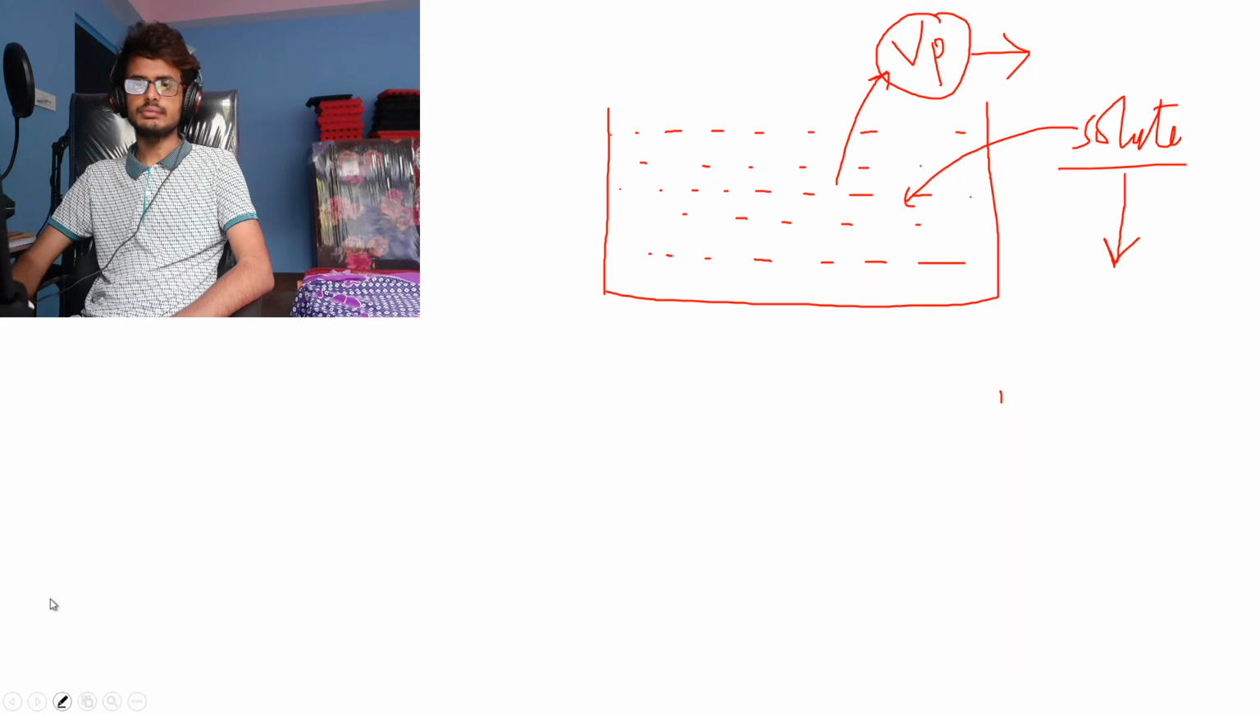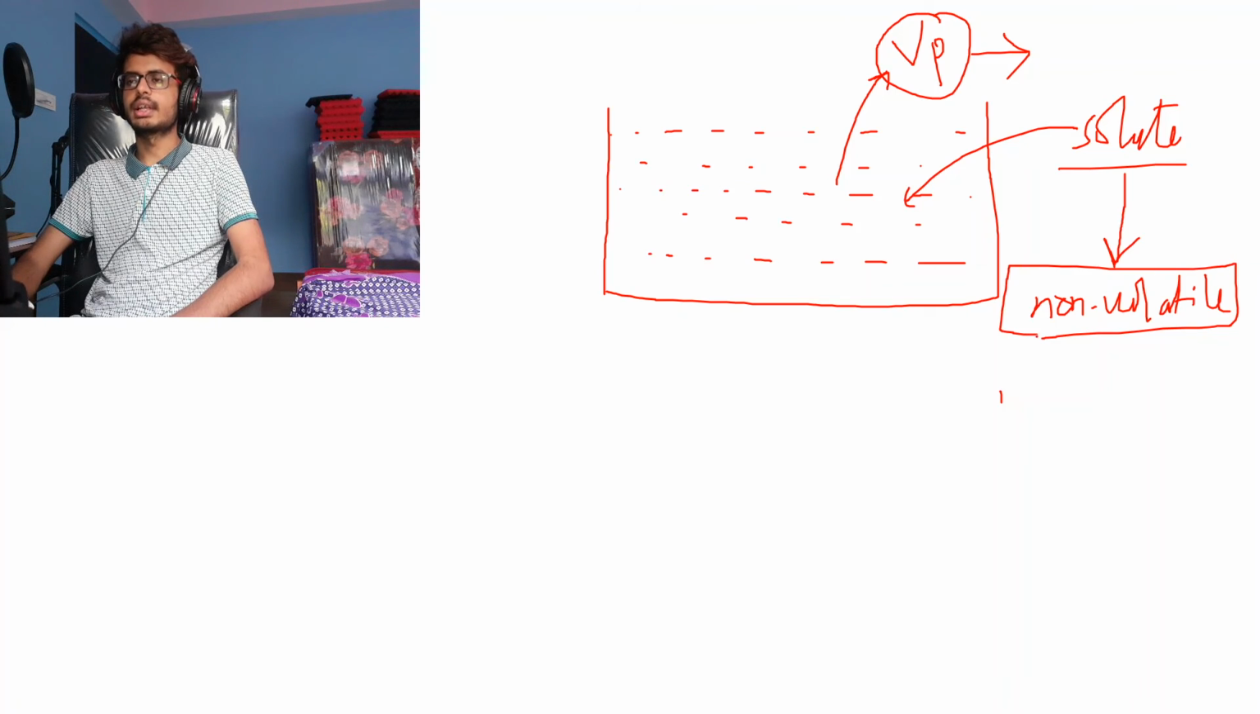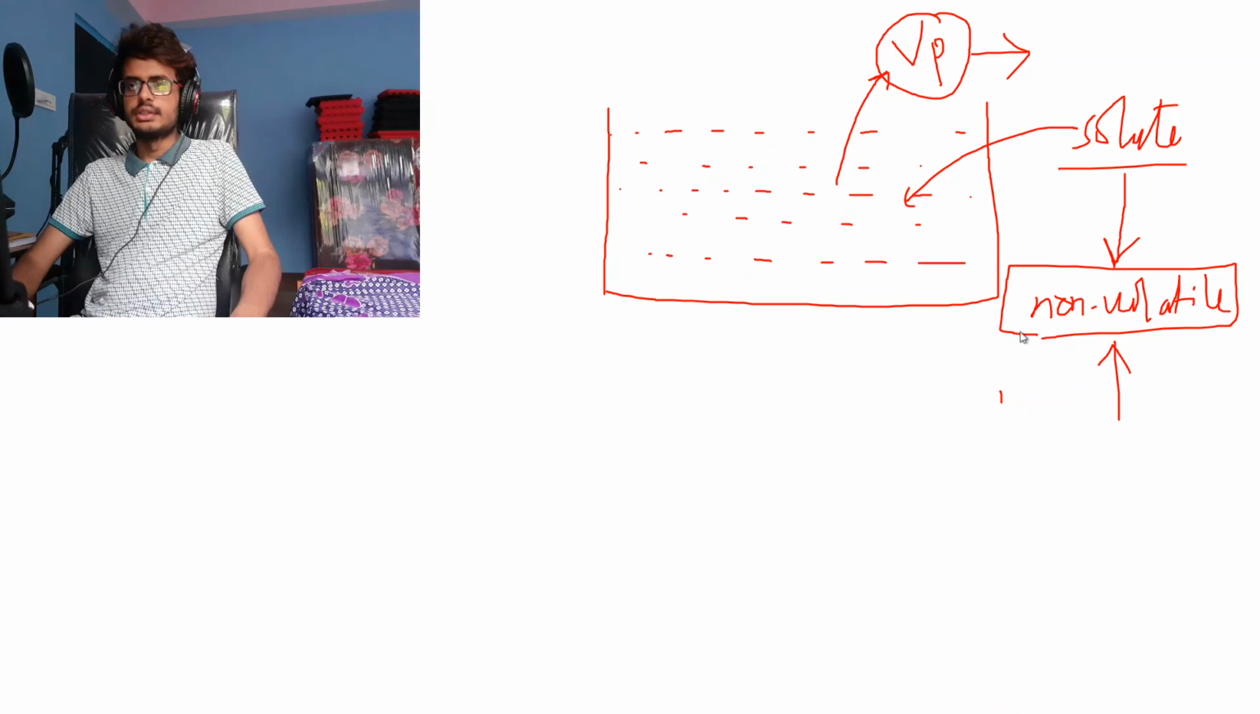So I put solute particles which are non-volatile. Non-volatile substances are those which resist change. They don't easily change into any other state or any other form. Those are called non-volatile substances, right?